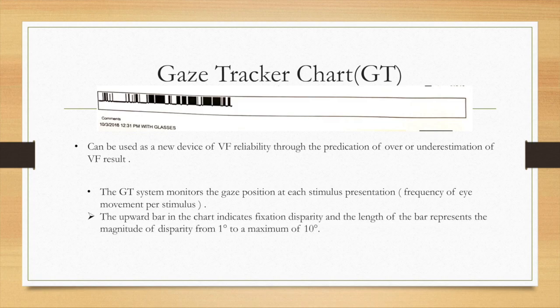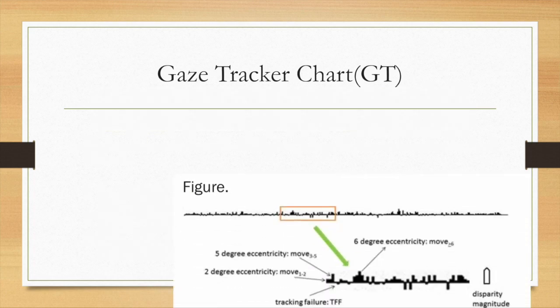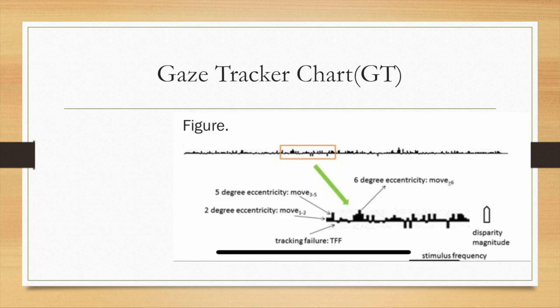We can see here the upward bar and downward bar. The upward bar in the chart indicates the fixation disparity, and the length of the upward bar represents the magnitude of the disparity from 1 degree to a maximum of 10 degrees, whereas the short downward bar represents the tracking failure frequency, and the long downward bar indicates eye closure, blinking frequency, or tear film breakup due to dry eyes during the test. To understand it more, we can see this magnification of the gaze tracker chart.